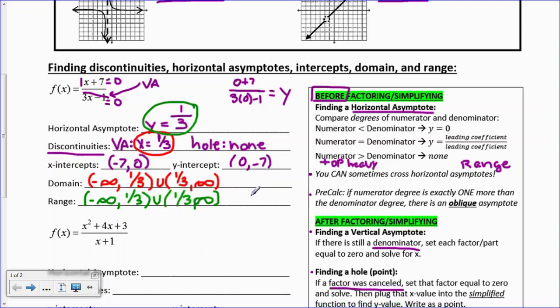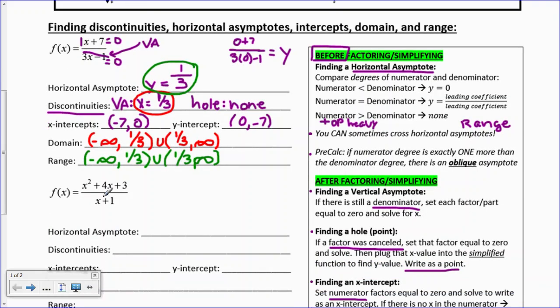This is a full question that I would ask you for this lesson. What's the horizontal asymptote? What are the discontinuities? What are the intercepts? What's the domain? What's the range? Okay, that is one question, all in full. And that's a simple example. They get a little bit more complicated as you go on, so just stick with me. We're going to start this one now.